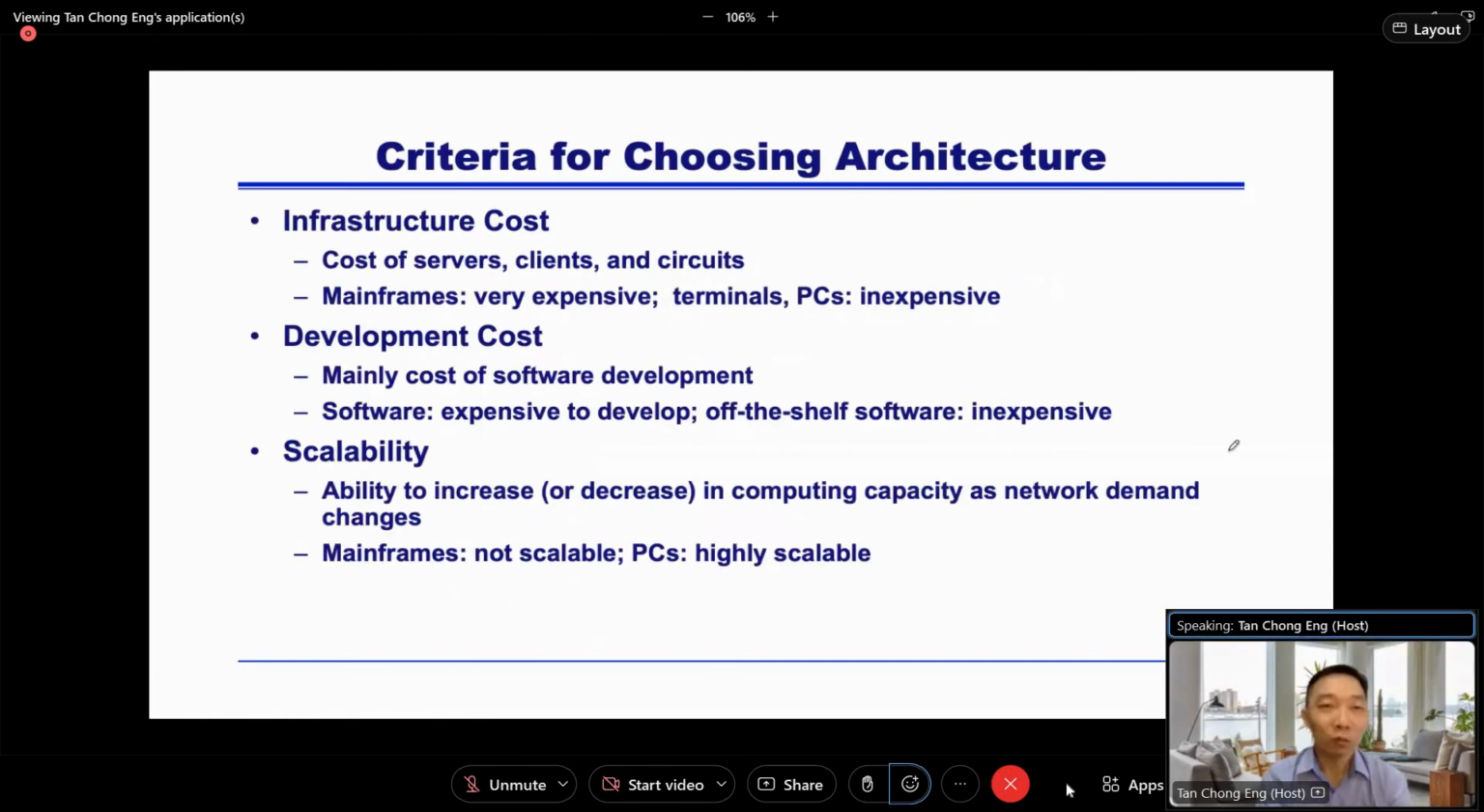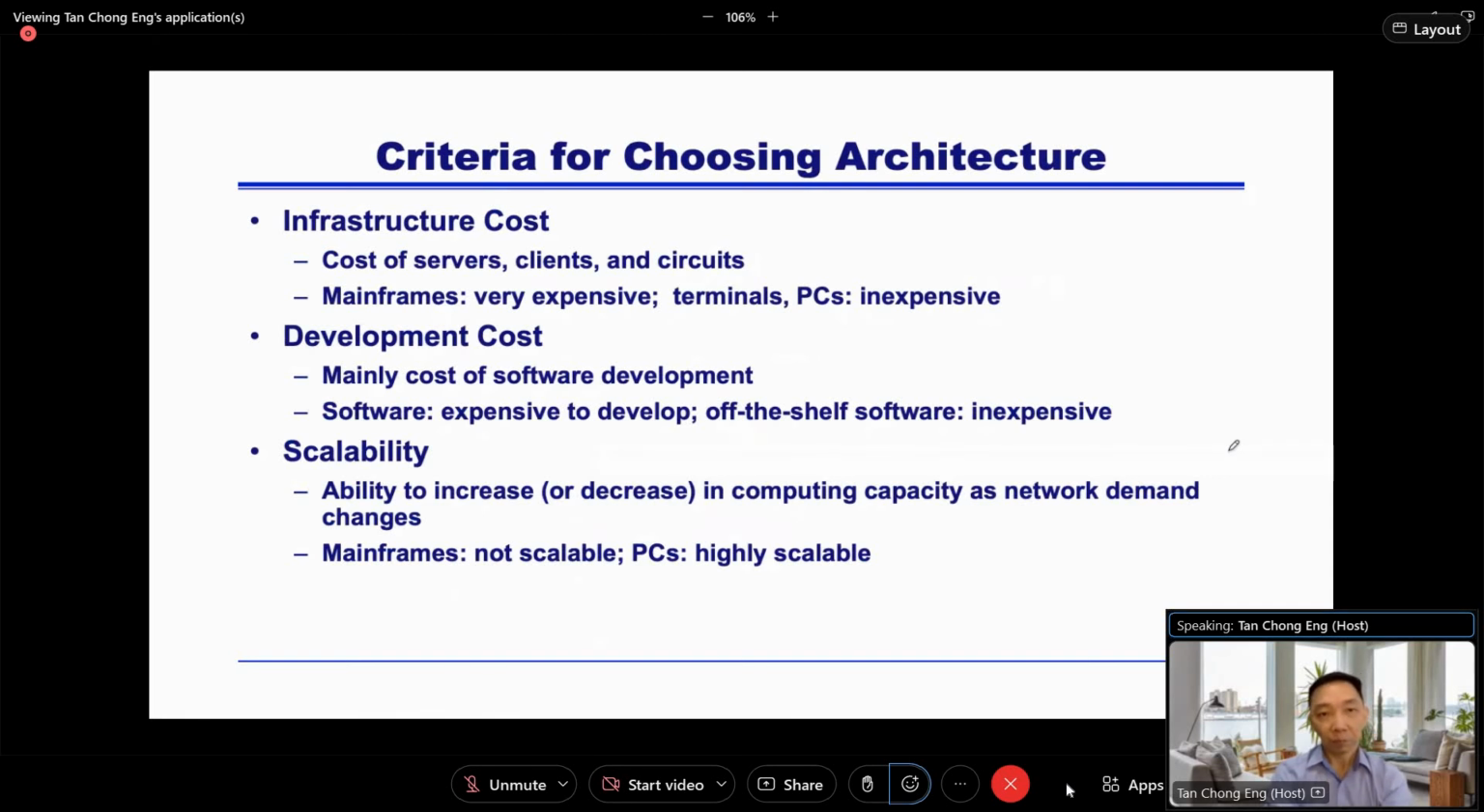All right. So now it comes to the criteria for choosing an architecture. So which one is better for you? What are your considerations? There are three considerations here. One is the infrastructure cost. How much are you willing to spend on infrastructure? For example, buying servers, buying client computers, and buying the circuits, which is actually the network.